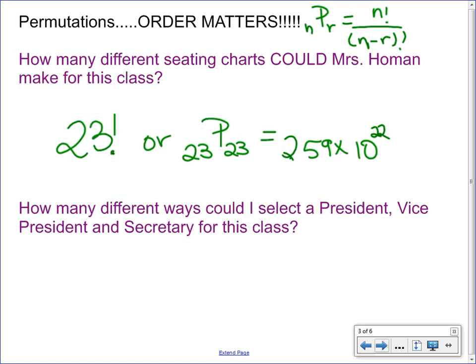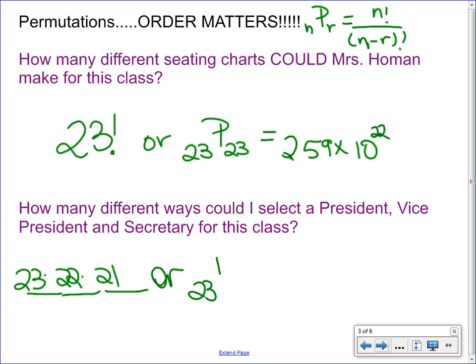Okay? So you can look at this in two different ways. You can say, all right, I have a president and a vice president and a secretary. I have 23 options to pick for president, 22 options for vice president, 21 for secretary. Or you can say I have 23 people and I want a permutation of 3 of them. These two mean the same thing. I don't care how you do it.